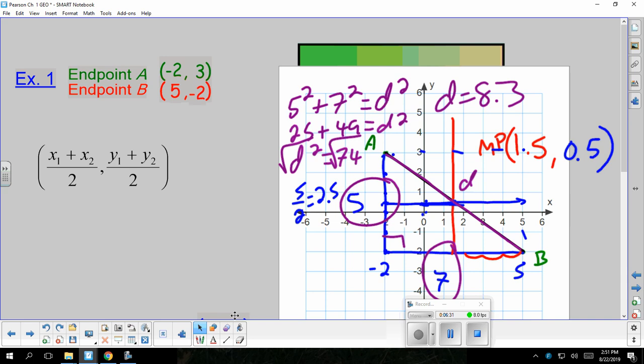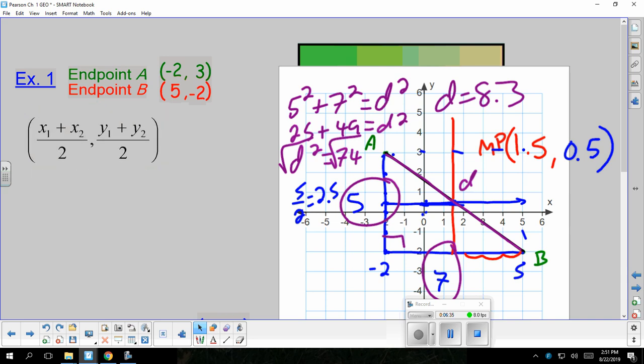So the first thing we're going to do is see what we're looking at here. We have x and y whenever we're given points. So what we're going to do is take the average of the x coordinates and then the average of the y coordinates, and that will give me the midpoint. So first, put our x coordinates together. -2 plus 5 divided by 2.